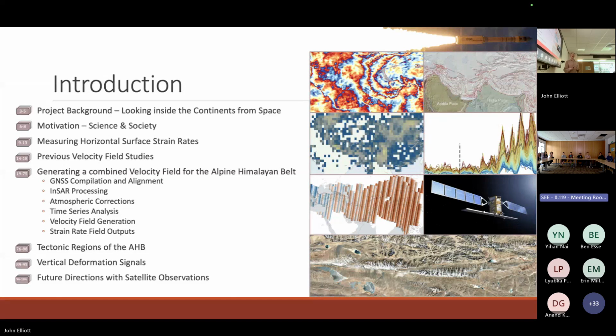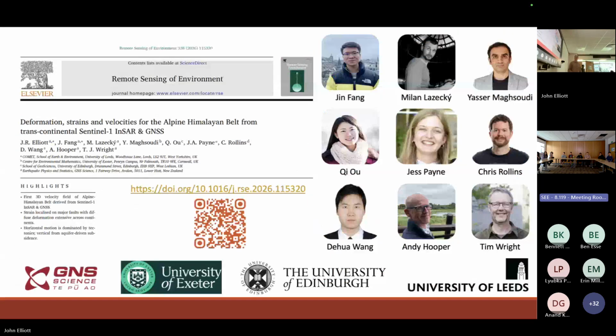I'll then end, hopefully we've got time, to look at some of the tectonic regions that many of you have focused on and have been part of this work and other publications, before quickly looking at the vertical deformation signals, what we can and can't believe with those, and then ending on the future directions for satellite observations in this field. So this is really a summary of the work.